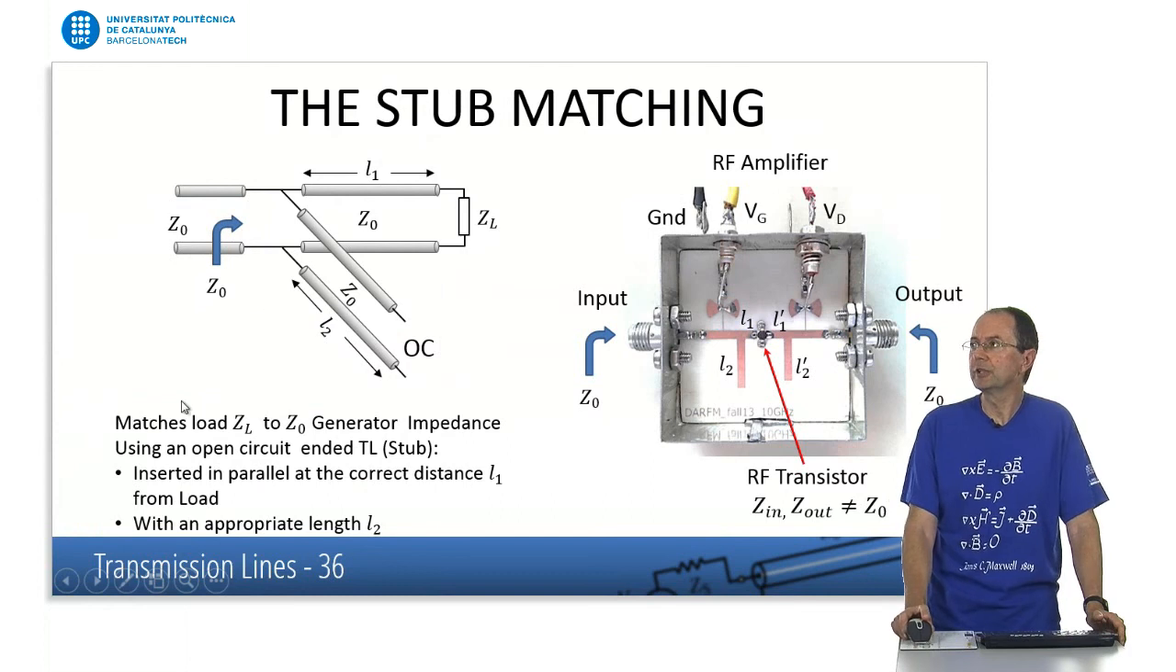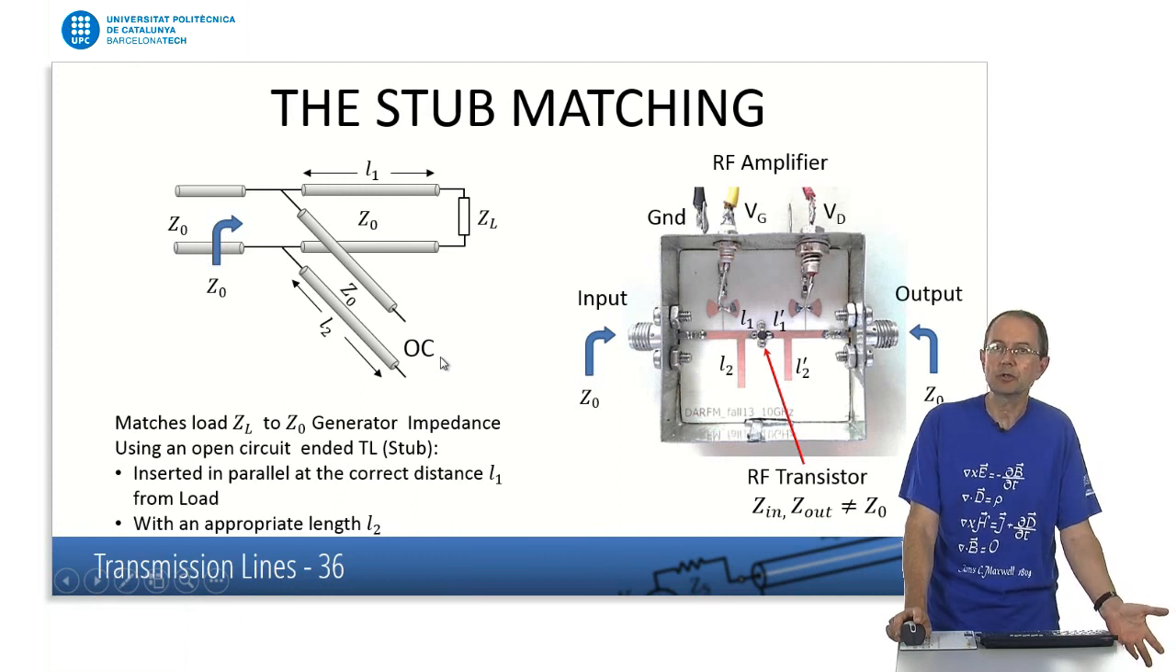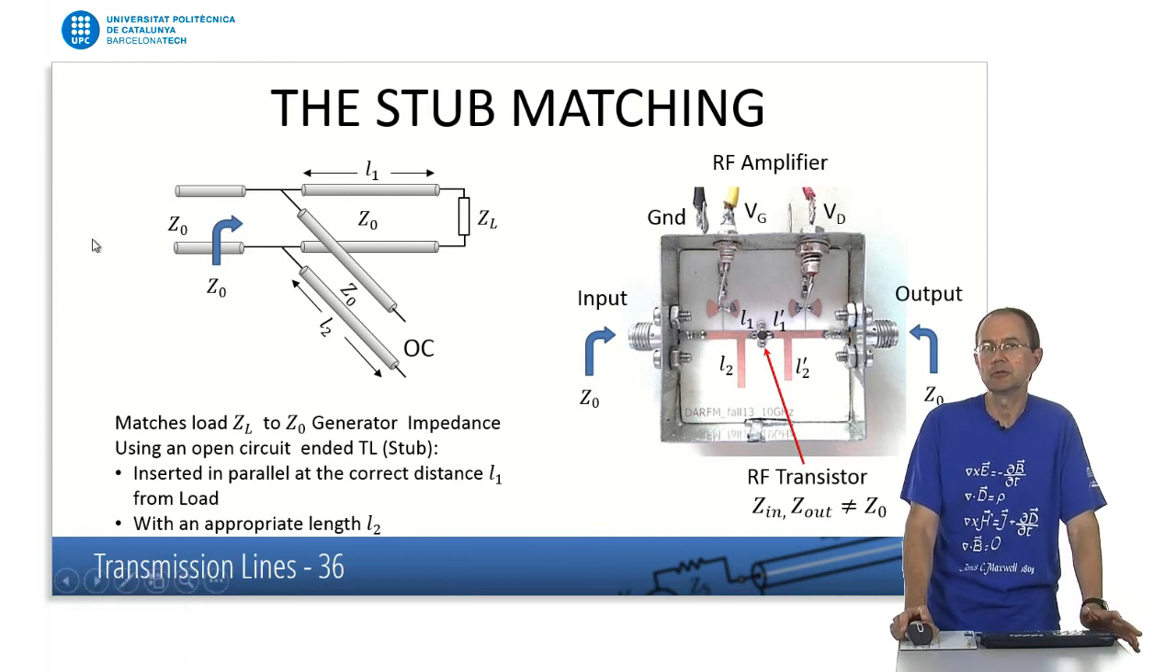What we are going to see here is the stub matching technique. It is very standard in radio frequency applications. The situation here is the following. We have, as before, a load impedance here, which is different from the characteristic impedance of the line, and a generator here on the left. And now we want to provide a matching network, which is composed only of transmission lines, and in this case, transmission lines of the same characteristic impedance as the transmission line of the generator. It can be done as simply as this.